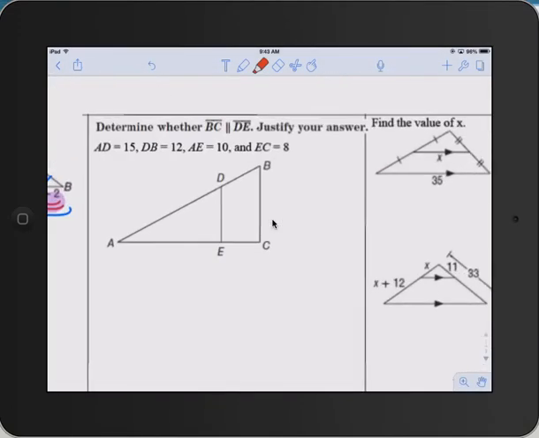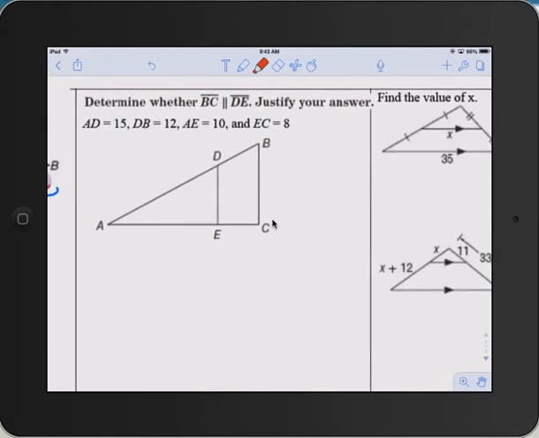Okay, for the second one, determine whether segment BC is parallel to segment DE. So we do not know if these are parallel or not. What we're given is that this length is 15, DB is 12, AE is 10, and EC is 8. So we want to know, are those segments proportional? When you compare 15 to 12, is that the same thing as when you compare 10 to 8?